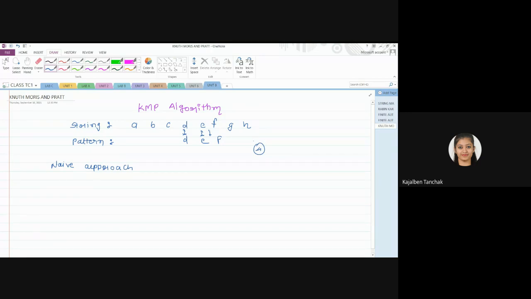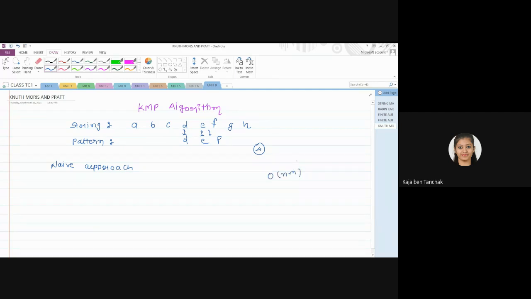So this is the simplest example, right? We match characters one by one. If a match is found, we match the next character. Otherwise, we shift the pattern by 1. And the time complexity will be what? Order of n into m.